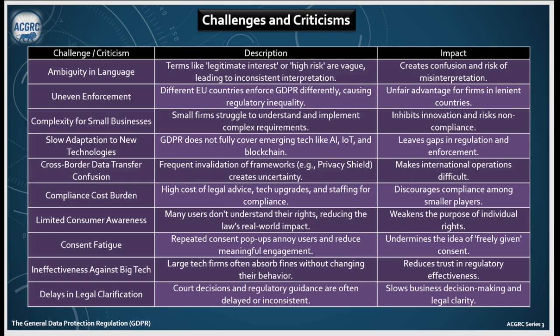Ineffectiveness against big tech. The impact is reduced trust in regulatory effectiveness. Basically, the description says large tech firms often absorb fines without changing their behavior, causing that reduced trust in regulatory effectiveness. Delay in legal clarification. Court decisions and regulatory guidance are often delayed or inconsistent. The impact is that it slows business decision making and legal clarity.